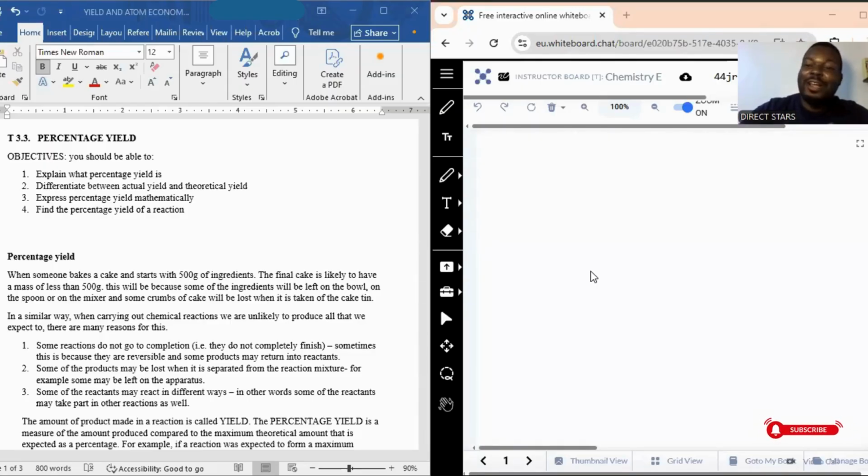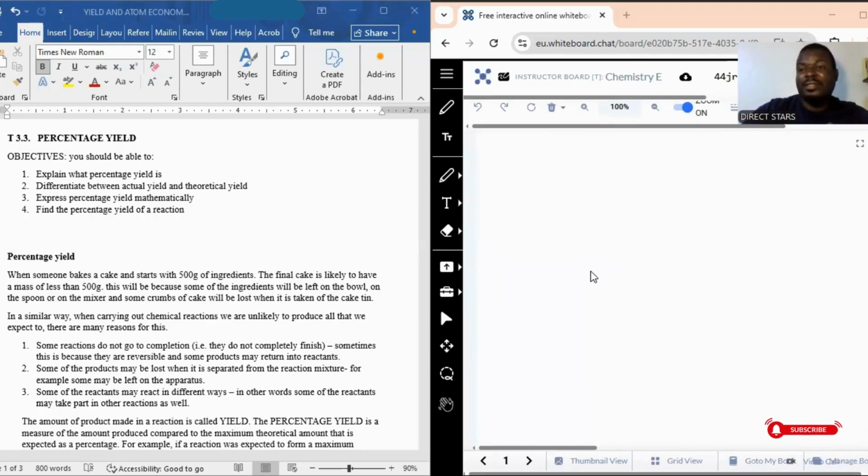Today we will be looking at percentage yield. You would recall in our last video, we talked about atom economy, where we calculated the atom economy of obtaining ethanol from glucose versus obtaining ethanol from ethene. Today we'll be looking at percentage yield.